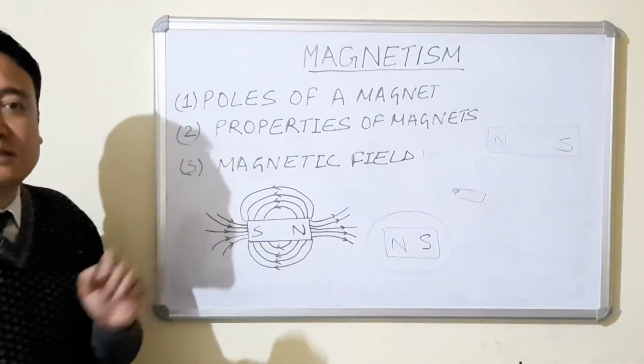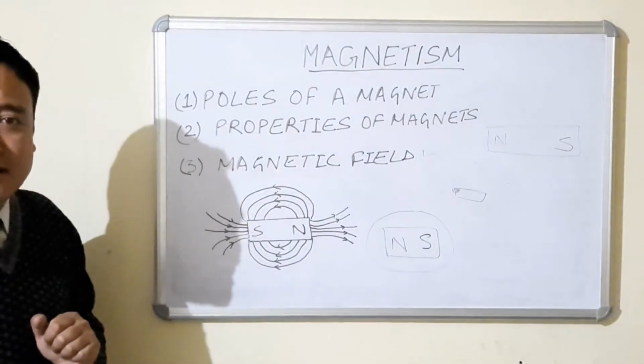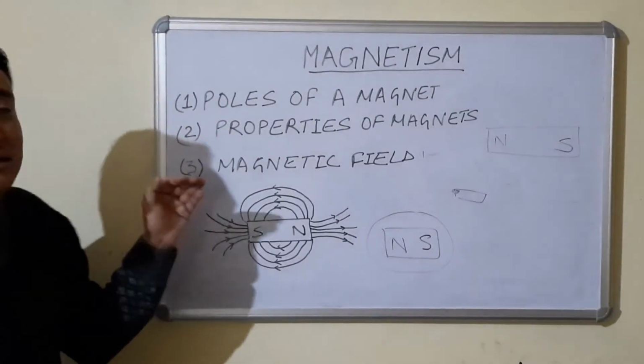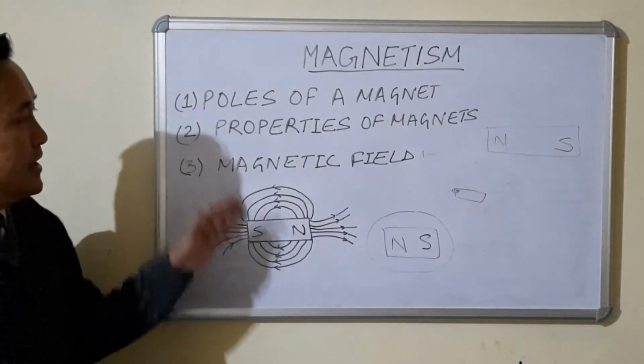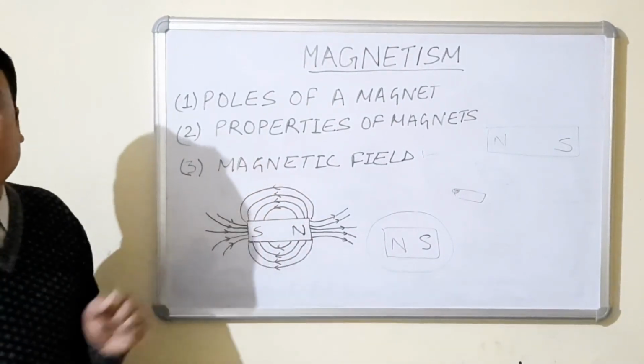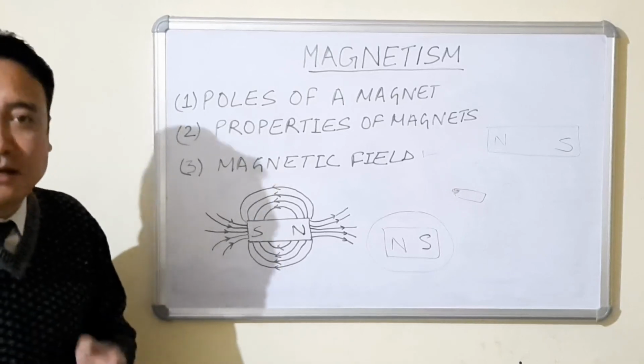So this is about the magnetic field and the magnetic lines of force. When we discuss the poles of the magnet, the properties of the magnet, the magnetic field, and along with it the magnetic lines of force, all these things are present in a magnet.